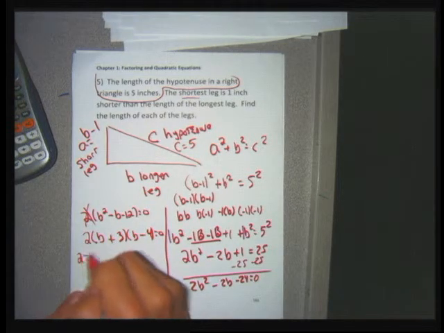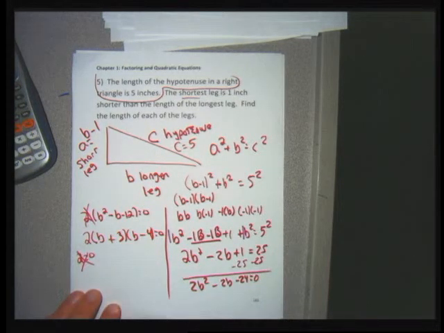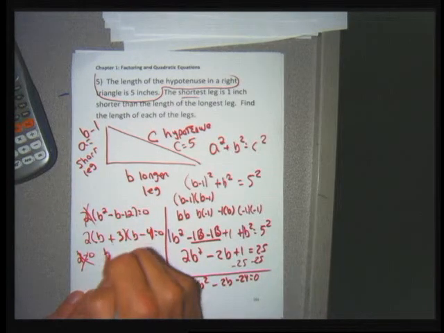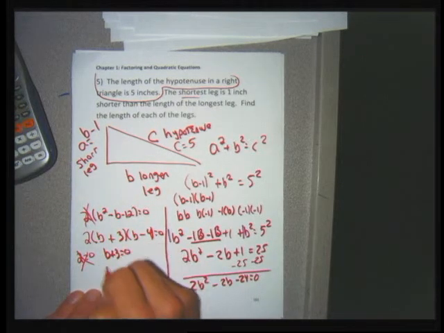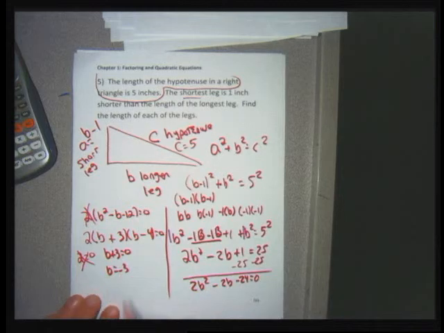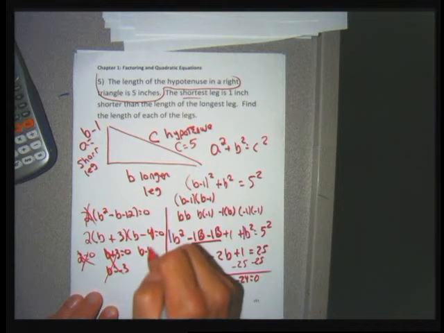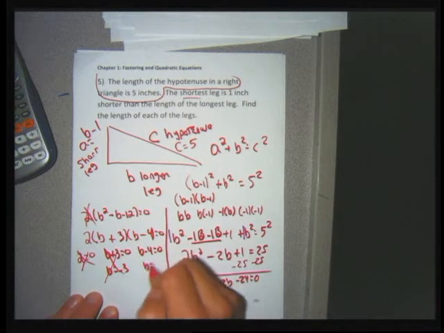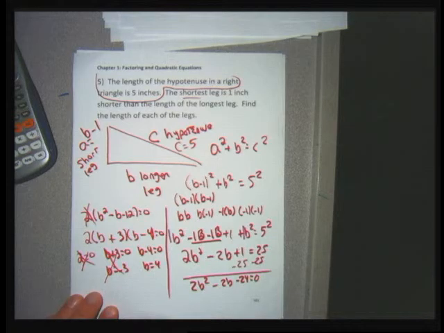I go 2 equal to 0. There's no solution because that doesn't have a letter. B plus 3 equal to 0 gives me b equal to negative 3. I throw out that solution because lengths of triangles have to be positive. Then I do b minus 4 equal to 0. I get b equal to 4. That must be part of my answer.